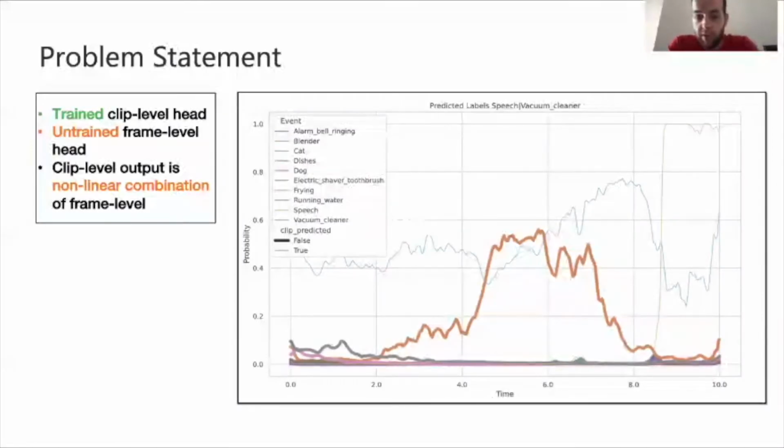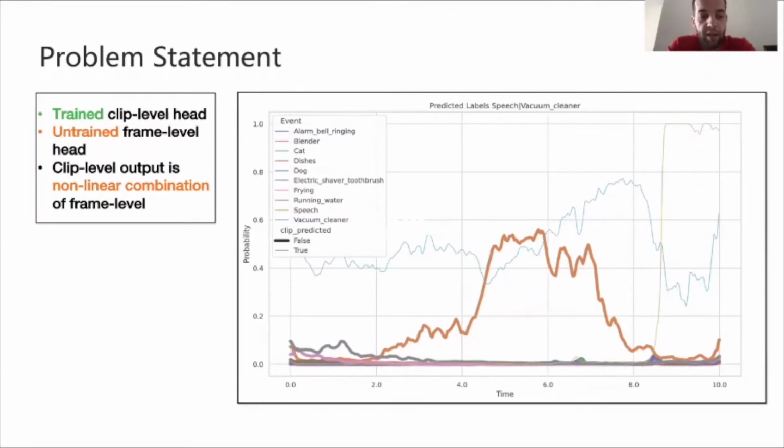A main problem in sound event detection is that we usually have two outputs. One is trainable during training, which is the clip level head, meaning that for one clip of 10 seconds, we have one or multiple labels available. And usually we also have an untrained frame level head in standard classic sound event detection. This is untrained because we don't have full supervision on that head. But actually what we want during evaluation is that we train on clip level, but we obtain predictions on frame level.